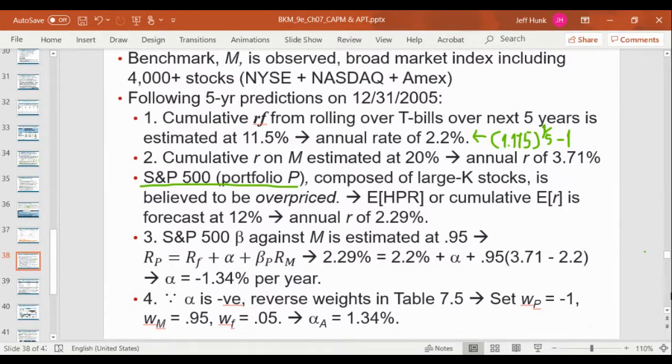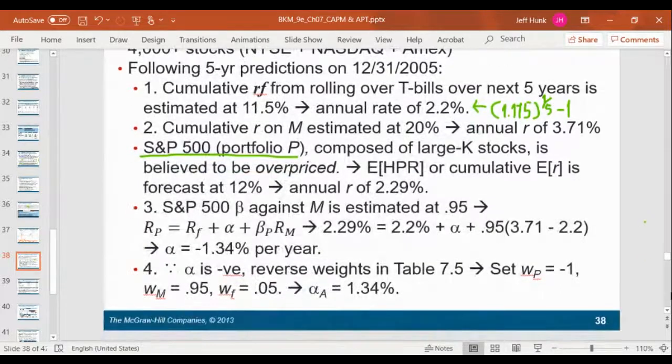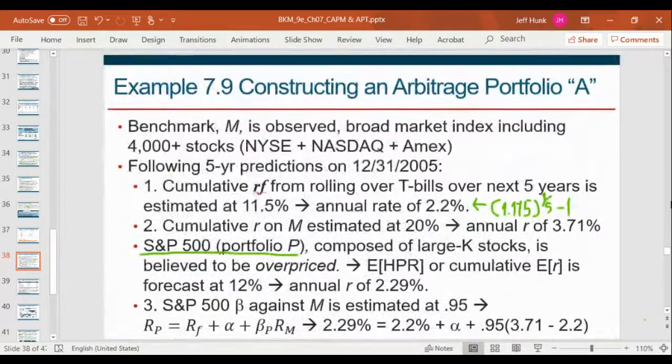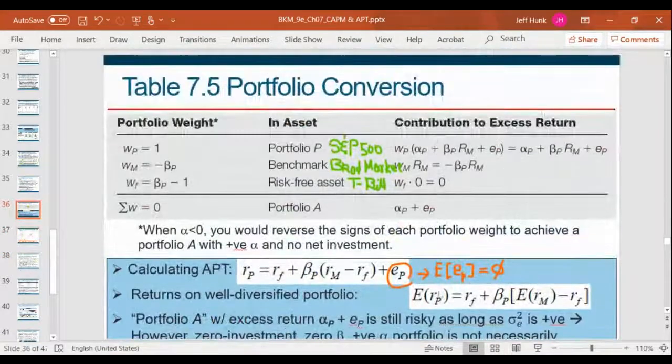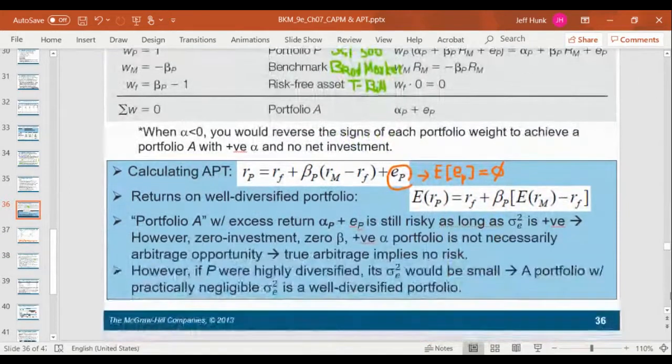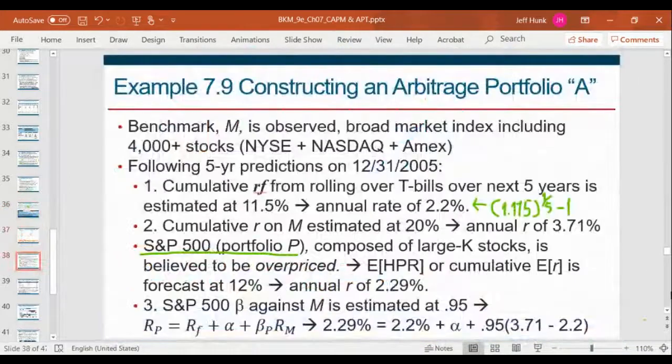Then we will always achieve a risk-free alpha of 1.34. Okay, so we're running out of time, so we will have to revisit this table in the next video. But this gives you the idea. This is how you exploit that risk-free alpha, right?